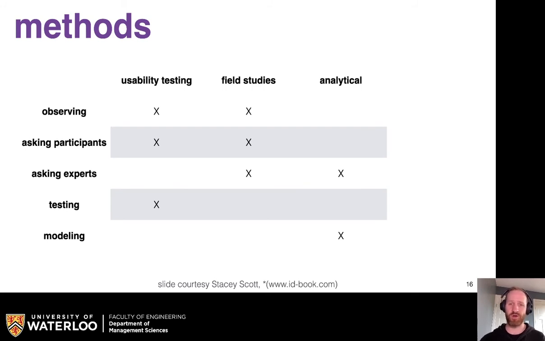With field studies, you are still observing and asking participants. You might be asking experts. So there might be domain experts in the field, or you might have experts look at the environment and start to understand what's going on. But you're not directly testing various interfaces typically. With analytical evaluations, you're asking experts, so experts are involved in the evaluation, and you are doing modeling. So you have this extra layer of an ability to support an evaluation without bringing in participants.